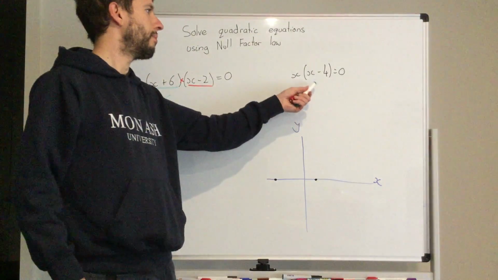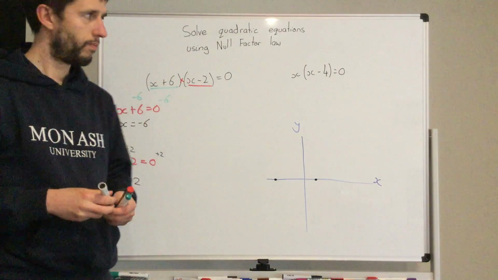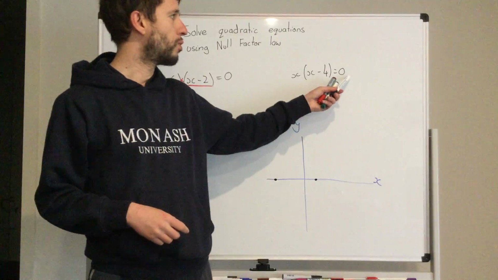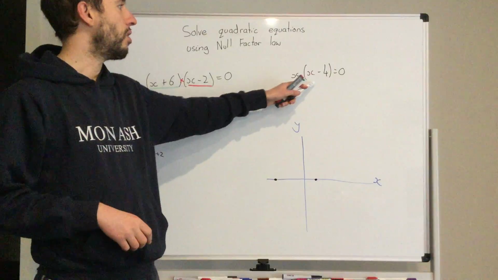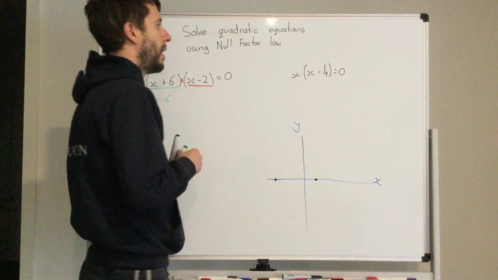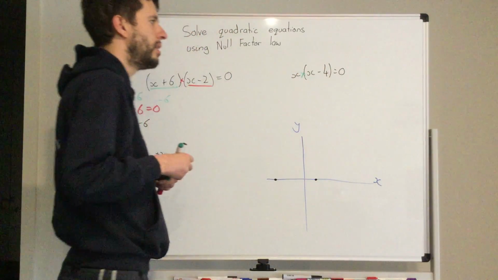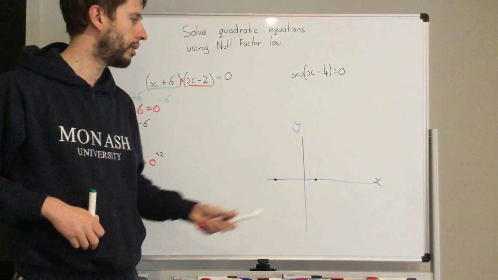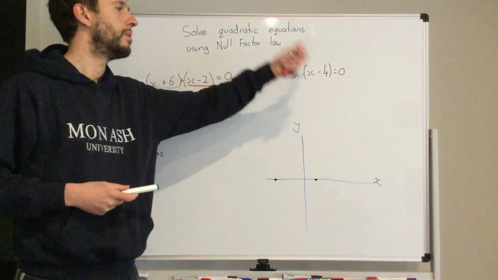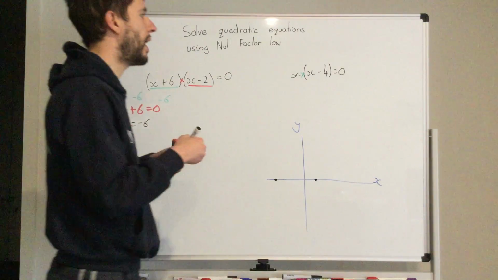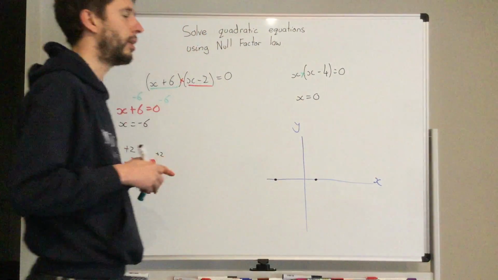Let's have a look at this side over here. x, then in brackets, x take 4 equals 0. So again, we want y to be 0 on that side. And then on this side here, we've got two parts. You'll see that x is timesing with the bracket. So if x is 0, then this 0 times this will be 0. So straight away I know that one of the intercepts is x equals 0.